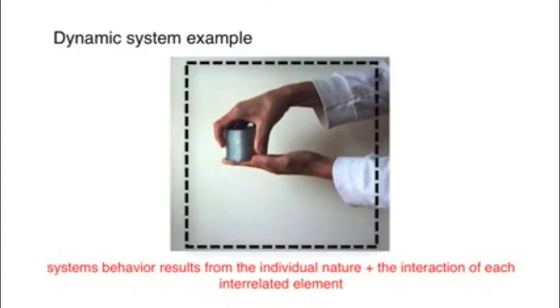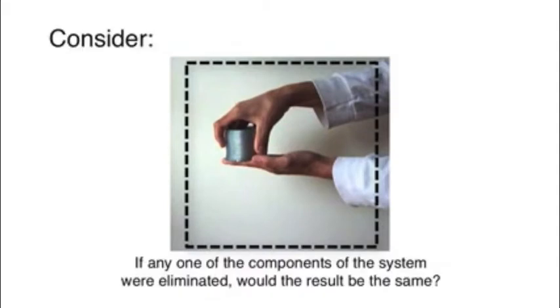In a systems view, you'd say, gosh, it's everything working together that's causing the system to function as it's functioning. We can ask ourselves, if any one of the components of the system were eliminated, would the results be the same? And if the answer is no, then you know that really it's all elements functioning together that create behavior of the system.